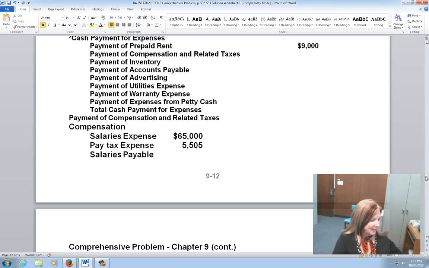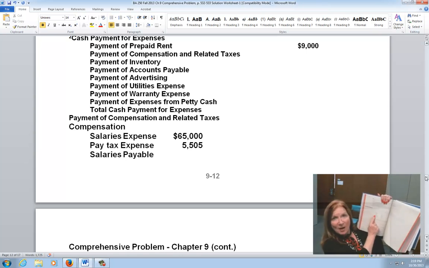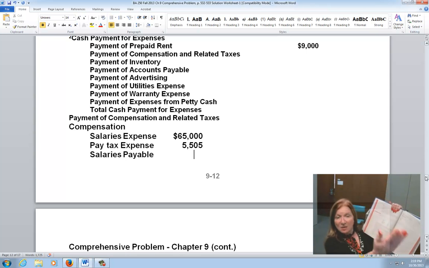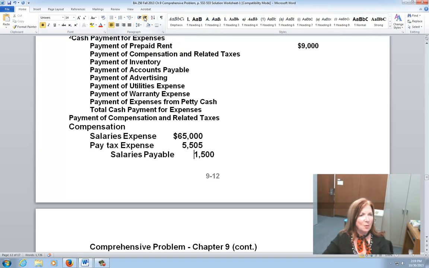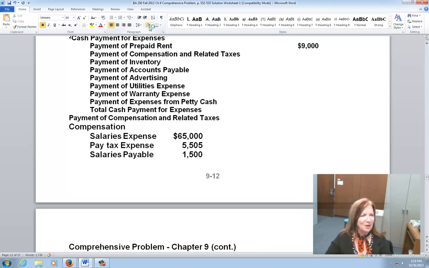One place I can do that is go very quickly to the top of the comprehensive problem, and since that was a beginning balance, it's right here in this table. It's also the beginning balance in the T account, but this is $1,500. So I would put in $1,500, and again I'm going to try to keep these in some sort of order if I can, and if I can't, I'll just throw up my hands. There we go, that's pretty nice.